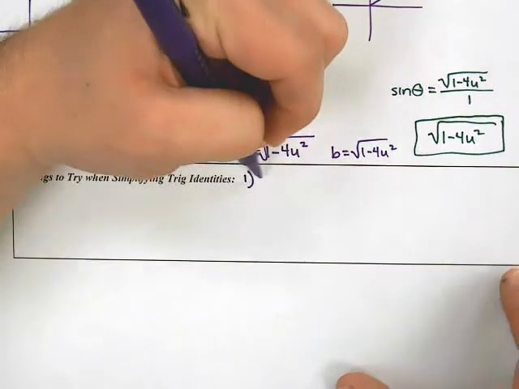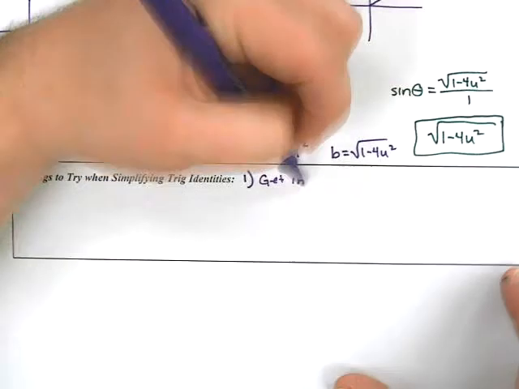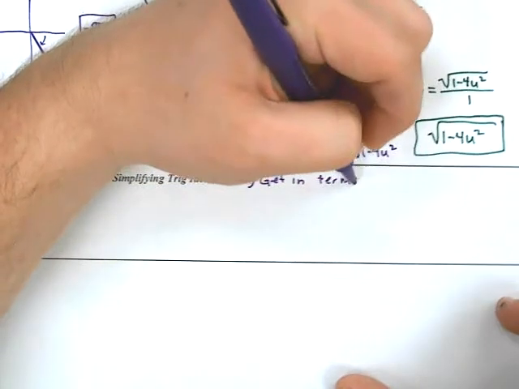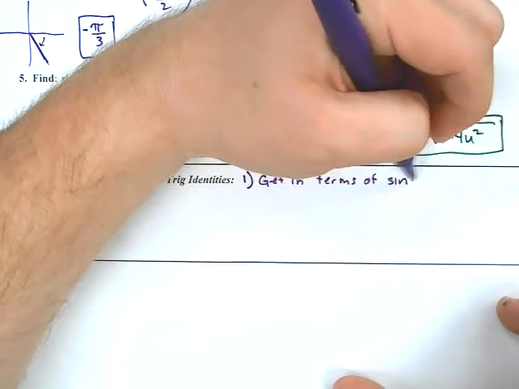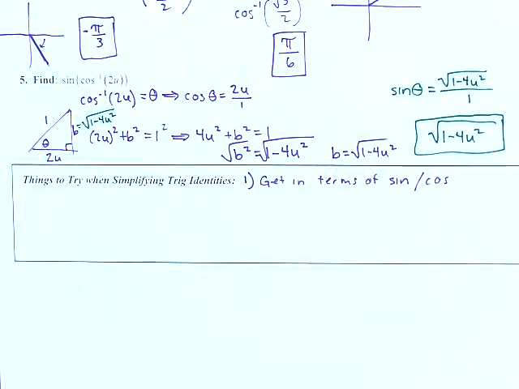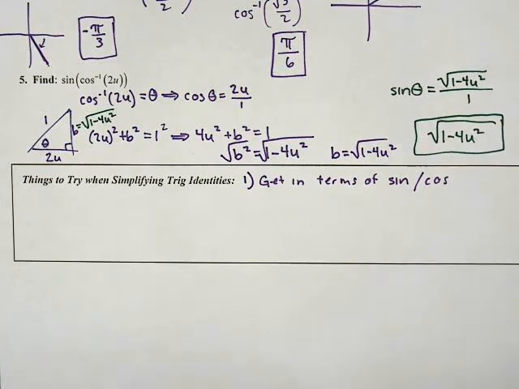All right, so the very first trick, the one that I think I tend to use the most, is always get in terms of sines and cosines. For some reason I like thinking in terms of sines and cosines the most.